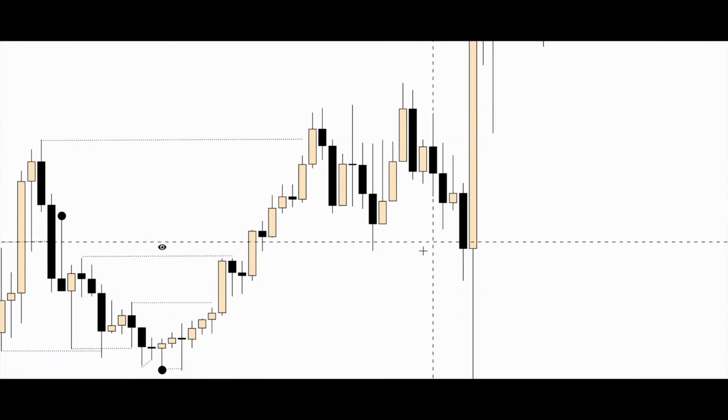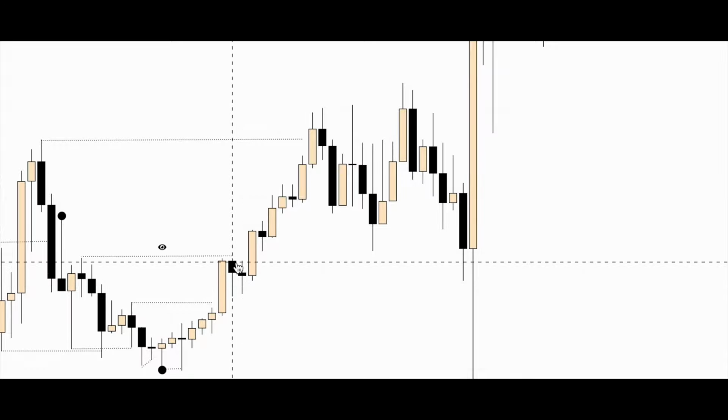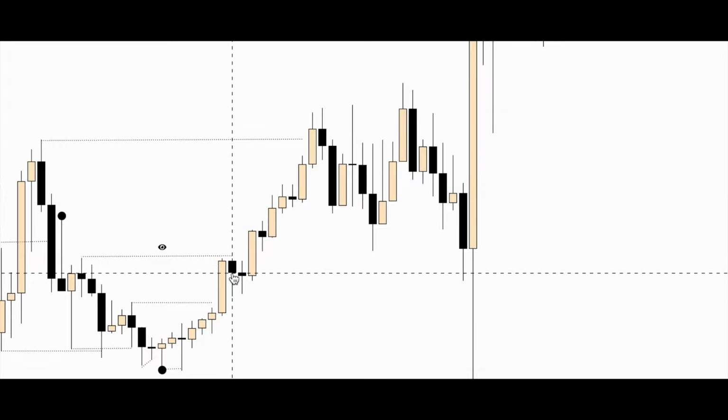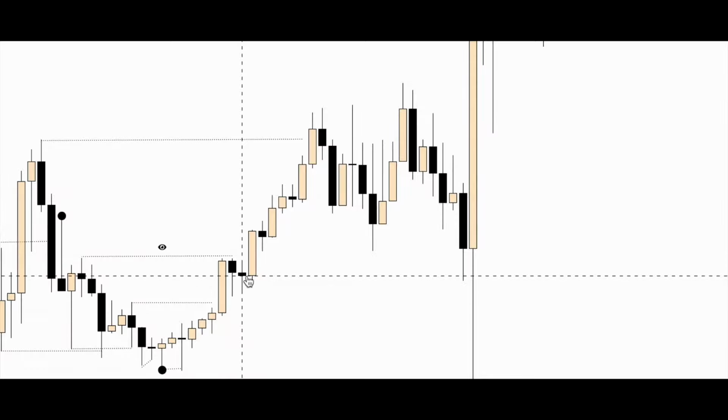Moving on to the next range, as you can see, price performed a liquidity grab, break of structure, retest, performed another liquidity grab, or in this case, a price mitigation retest, and continued higher. What does that mean for this high?